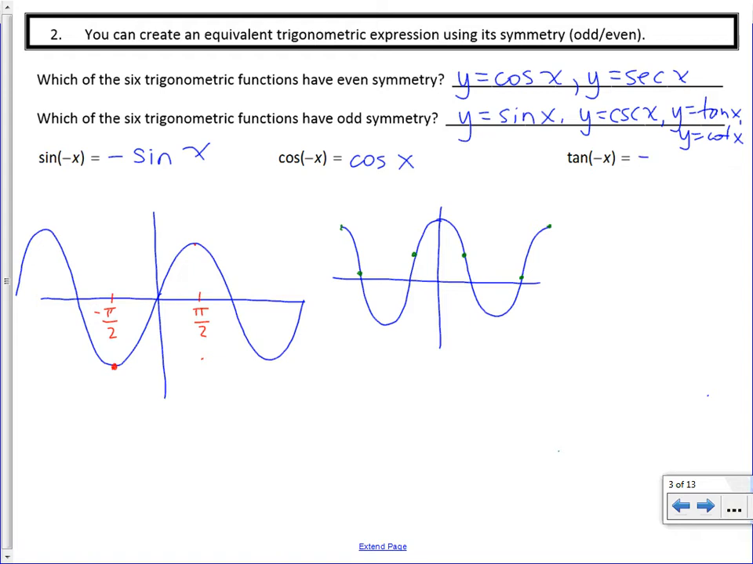For tan, because it has odd symmetry, it will be like sine. So it'll be negative tan x. And all the reciprocal functions will have the same rules. So if you wanted to put underneath, cosecant of negative x will be negative cosecant x. Secant of negative x equals secant x, and cotan of negative x will be negative cotan x.